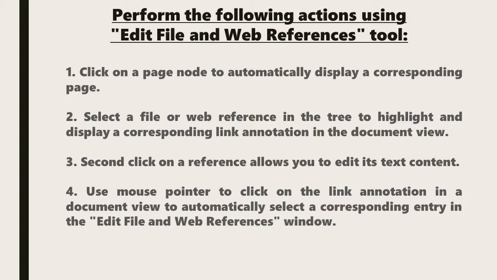Click on a page node to automatically display a corresponding page. Select a file or web reference in the tree to highlight and display a corresponding link annotation in the document view. A second click on a reference allows you to edit its text content, and use the mouse to click on a link annotation in a document view to automatically select a corresponding entry in the Edit File and Web References window.